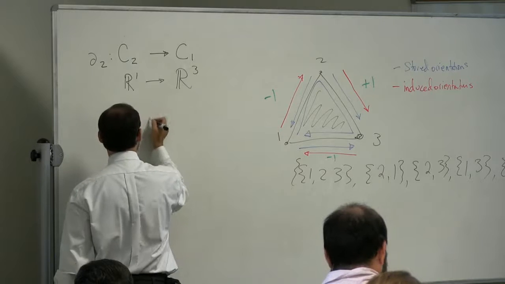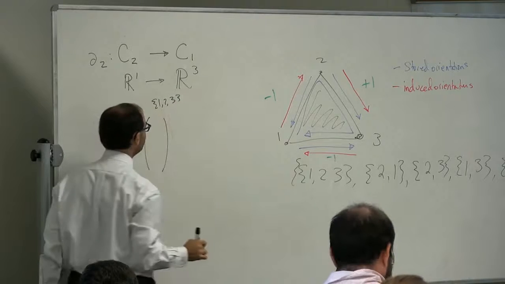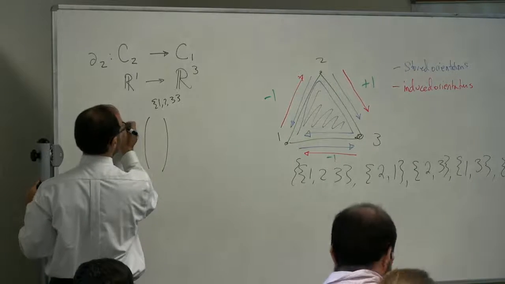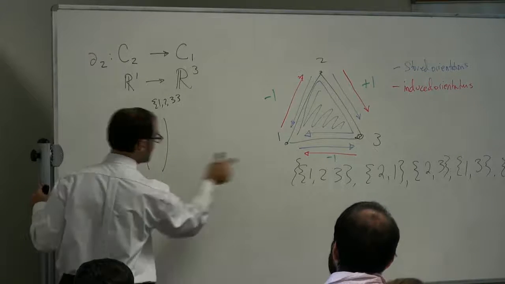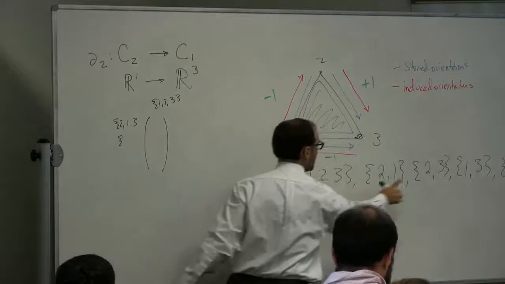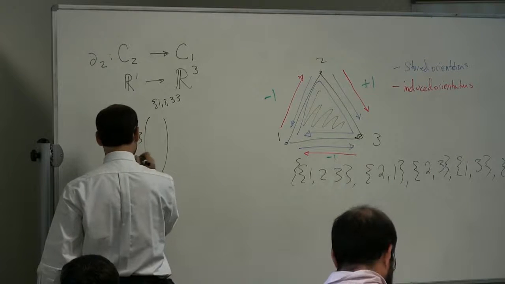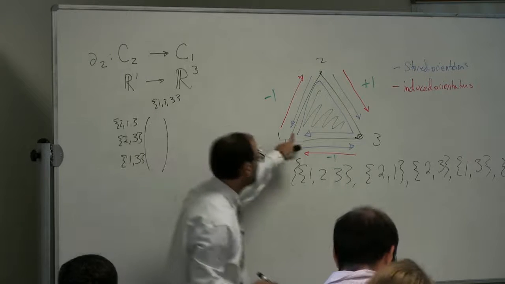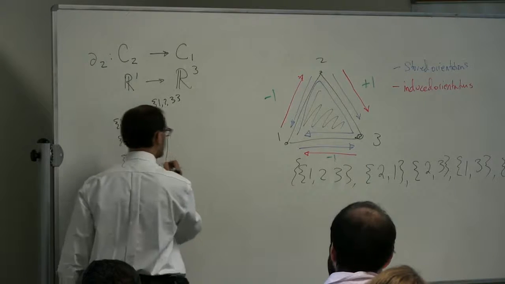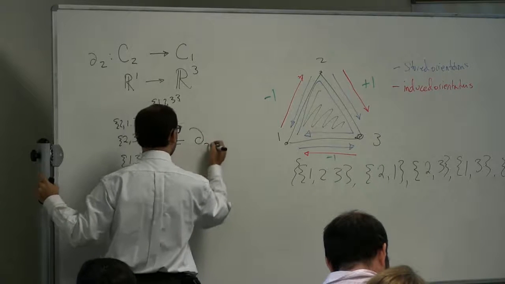And what does that 3 by 1 matrix do? Well, here is my 2-dimensional simplex as the basis element, 1, 2, 3. And then I've got the various other basis elements: 1, 2, 2, 3, and 1, 3. And then you just read off the orientations. So this is a -1, a +1, and a -1. So I'm just reading off these orientations into this matrix. So this is exactly what boundary 2 is.